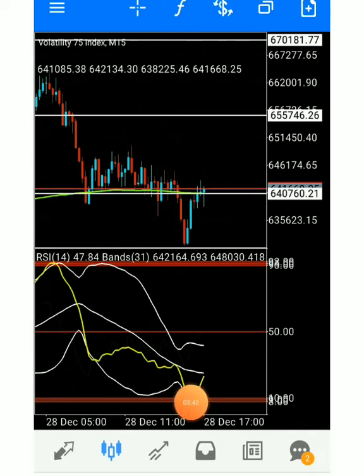When it gets to the oversold level, allow the yellow moving average to come out a bit. When it has come out a bit, you can place your buy with a low lot size that you know you can afford. You always lose what you can afford to lose. Don't lose more than what you can afford. So you place with a low lot size.